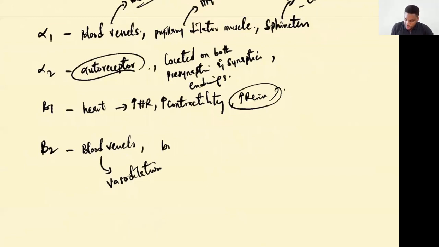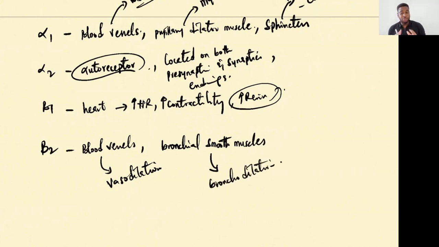The other thing you want to remember is that we find them in the smooth muscles of the bronchi. So bronchial smooth muscles. And here they're going to be causing bronchodilation. So these are the two most important areas. Of course, we have other things that they do. Maybe a third one would be uterine smooth muscle, but for now we are not going into that. These are the most important things, more frequently talked about or tested that you need to know.